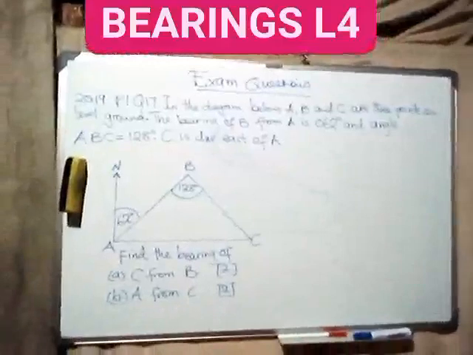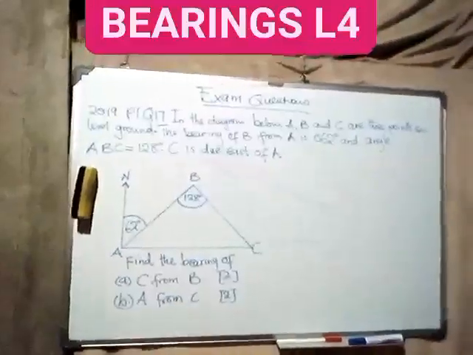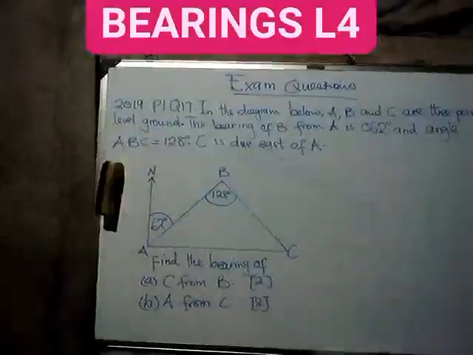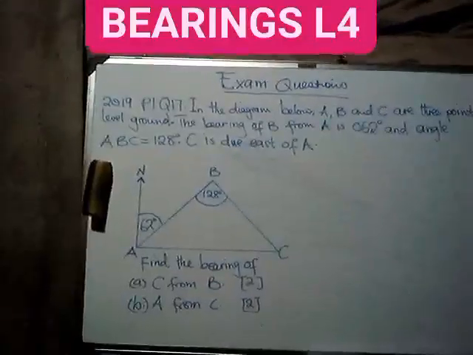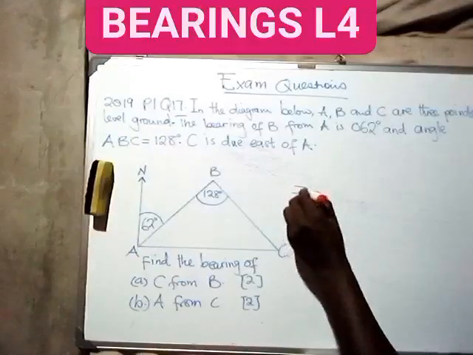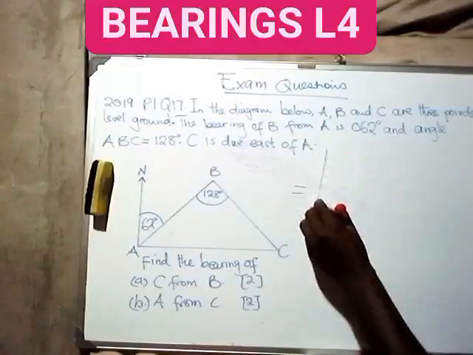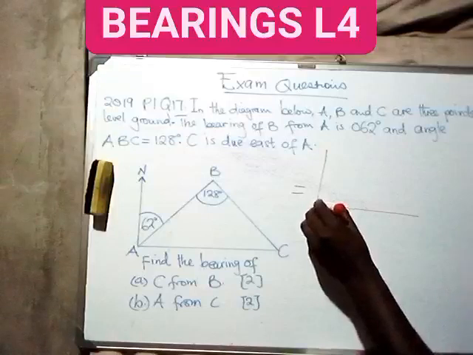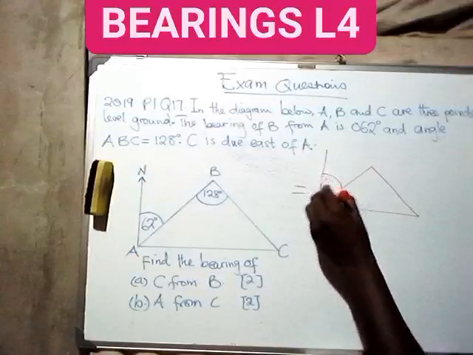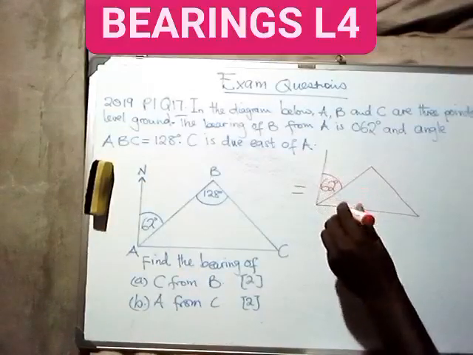The questions are, find the bearings. Find the bearing of, question number A, C from B. So, allow me to redraw this in the way I will understand it so that we see how best this question can be answered. So we have 62 degrees.